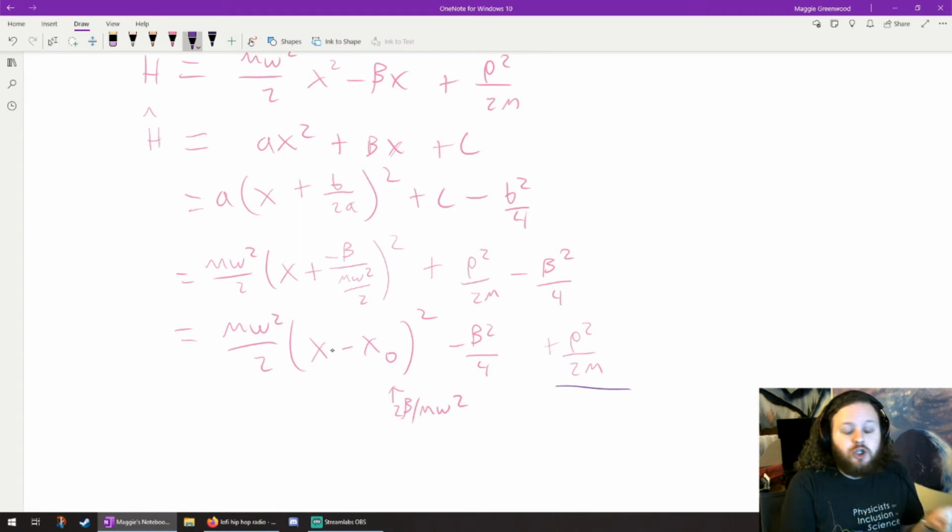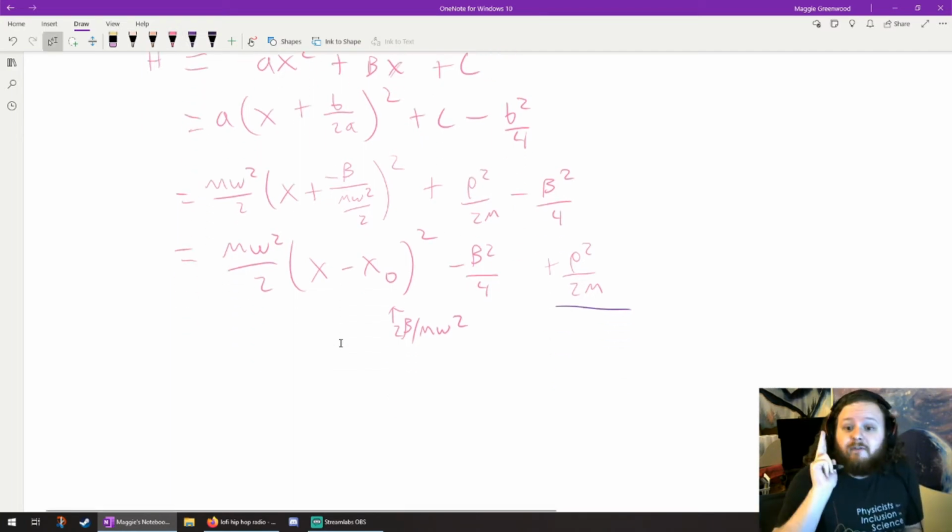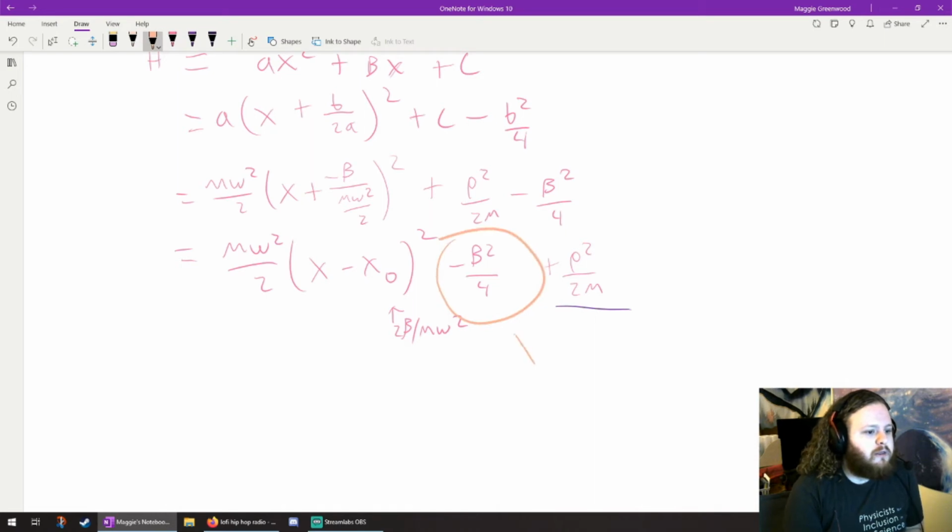What's left here is just some shift. It's just some number. I don't know exactly what it is. Beta squared over 4, it's got units of energy, right? But it's there. And so this looks to me like a harmonic oscillator with two features that are different. This looks like the term in peach. This looks like a shift to the ground state energy.